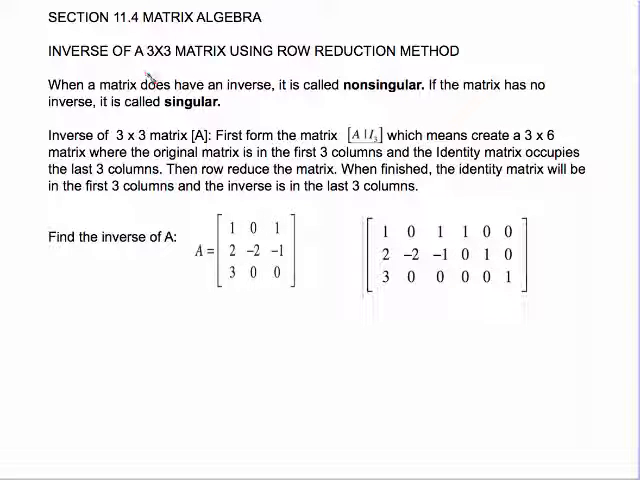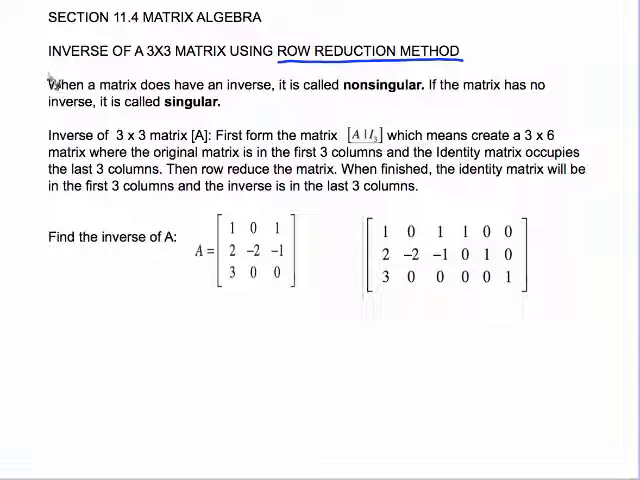This is Pre-Calc section 11.4 on matrix algebra. This video will show you how to find the inverse of a 3 by 3 matrix using row reduction. The previous video showed you how to find the inverse of a 3 by 3 matrix using cofactors and determinants. So this is a different method. This is the method that the current book uses.